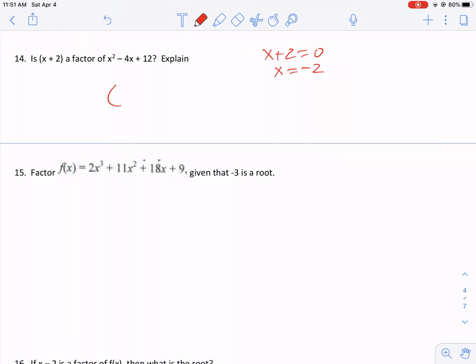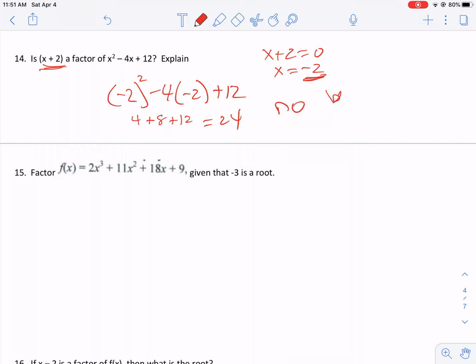And if I plug that negative 2 into that polynomial, it should come out to be a 0 if it in fact is a root. We get 4 plus 8 plus 12, so we're coming out with 24. Since I did not get a 0 here, then negative 2 is not a root, which means x plus 2 is not a factor. So no, explain, because when you plug in negative 2, you do not get a 0.